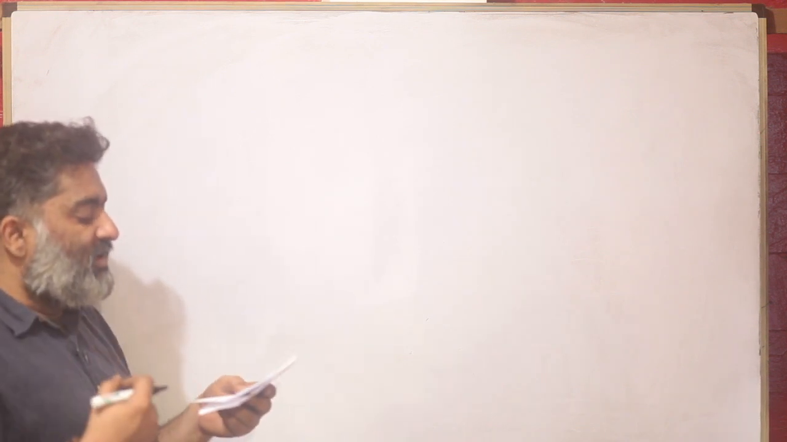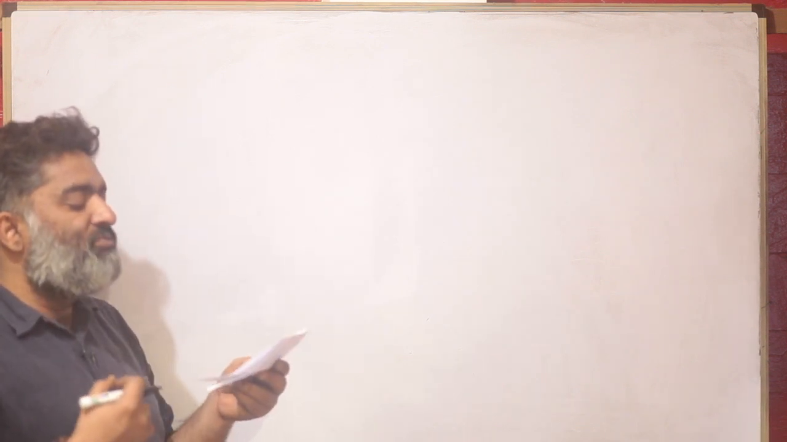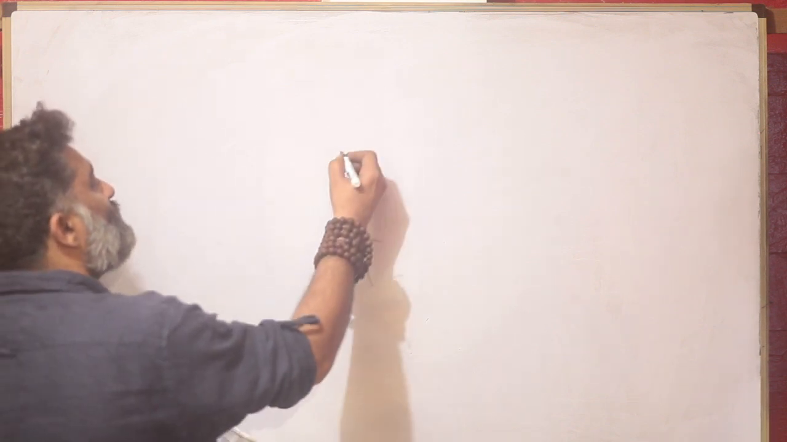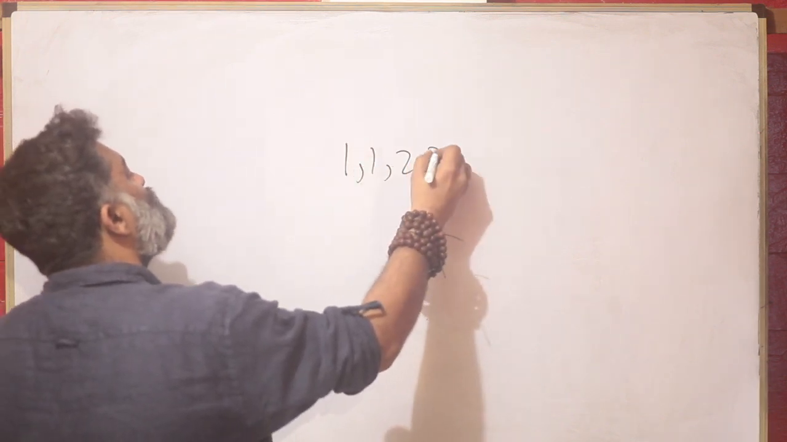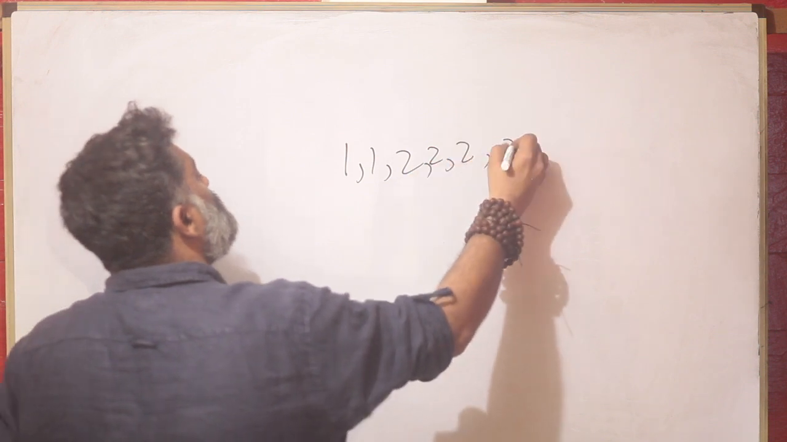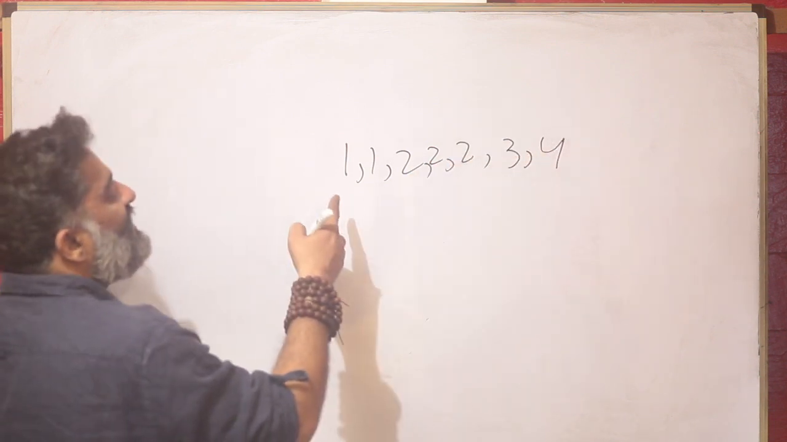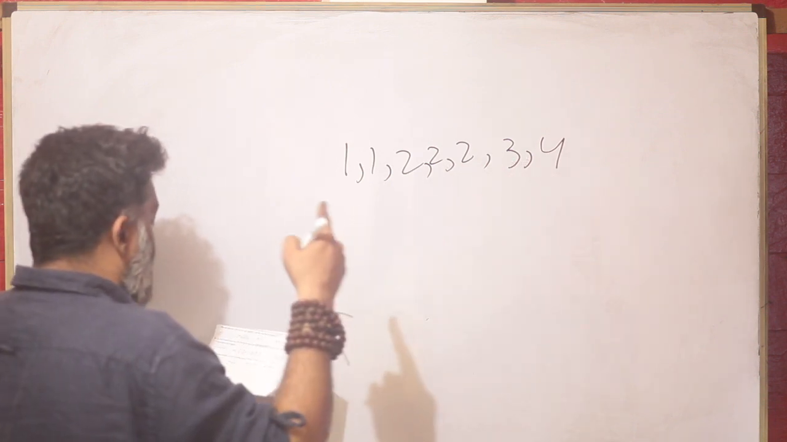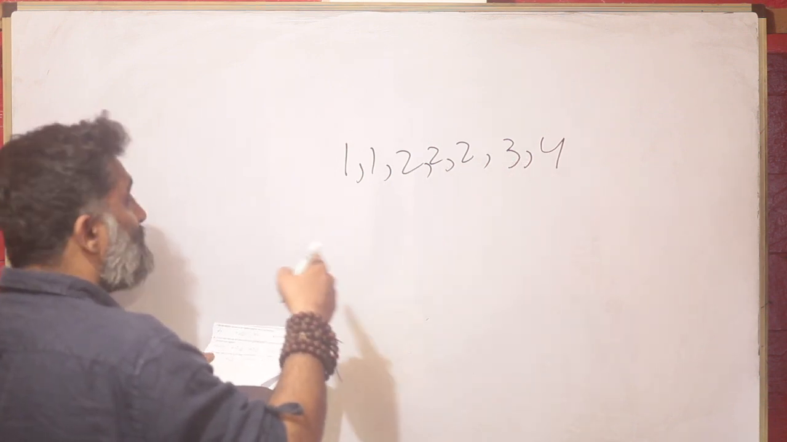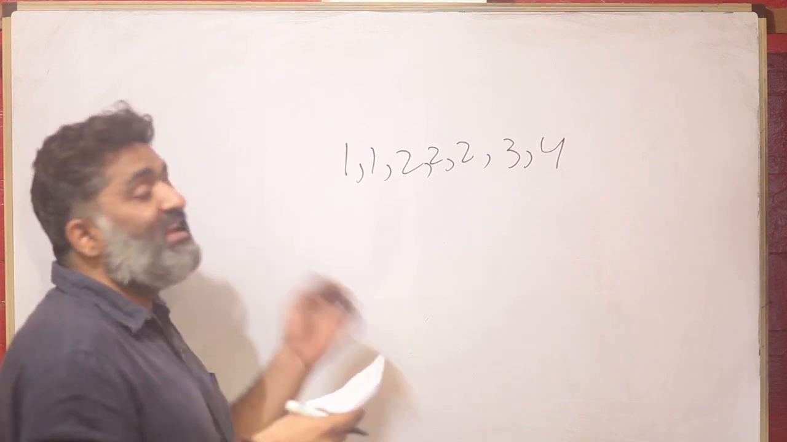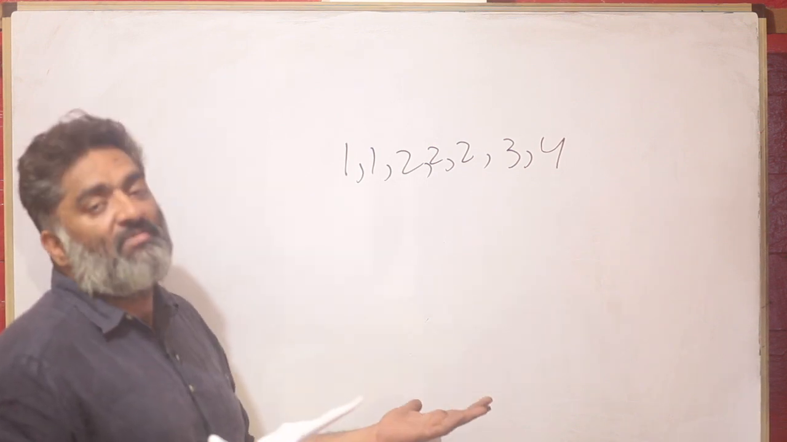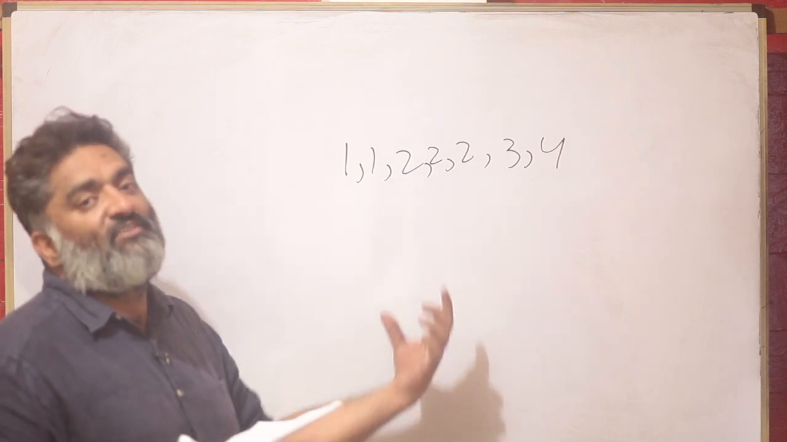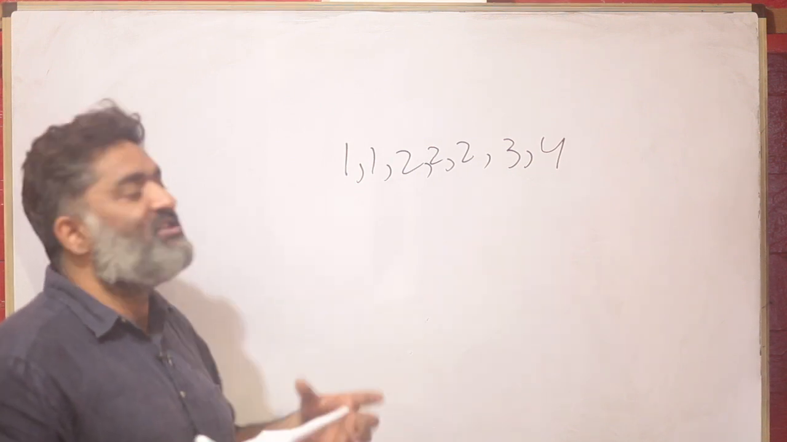Question number 31. How many numbers can be formed using each of the digits 1, 1, 2, 2, 2, 3 and 4? So 1, 1, 2, 2, 2, 3 and 4. How many digits do I have? 1, 2, 3, 4, 5, 6, 7. I want to know how many numbers can be formed using each of the digits. That means whatever number I want to create should use all of these digits. That means whatever number I create is going to be a 7-digit number.